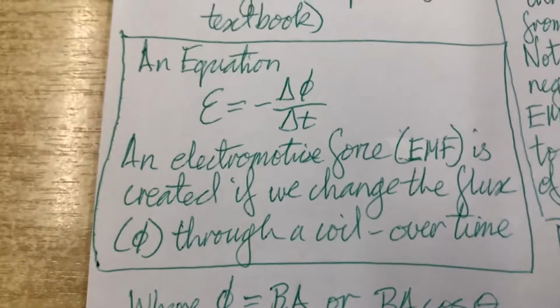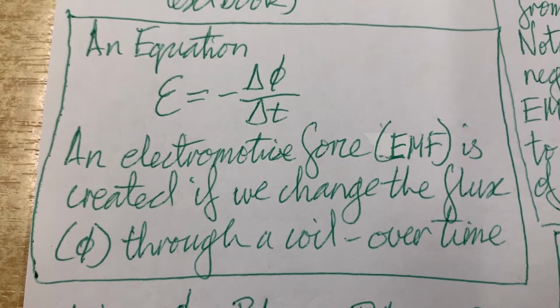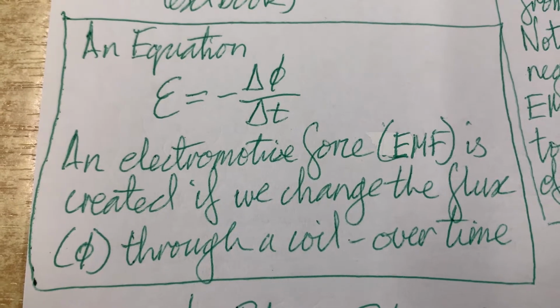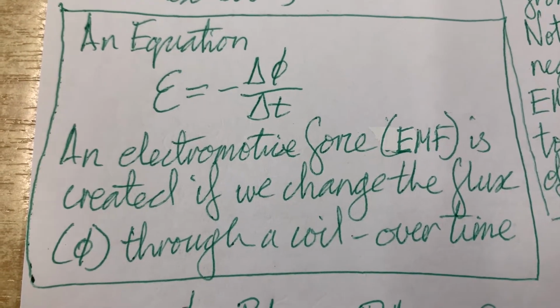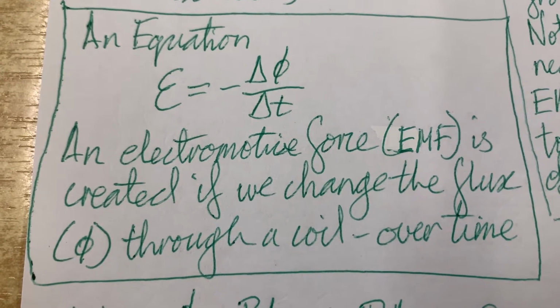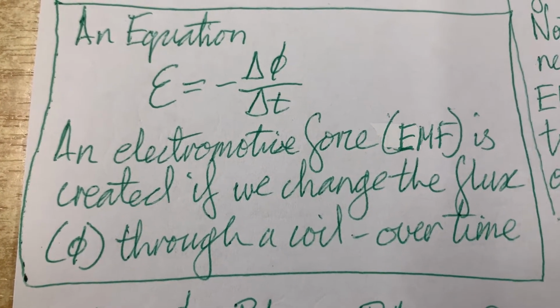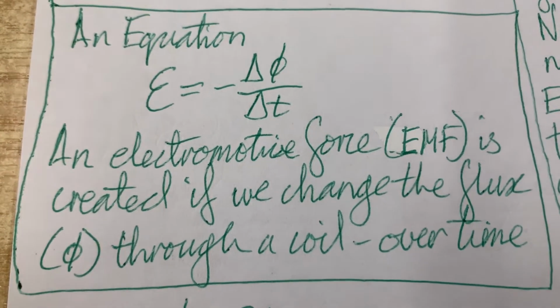There is an equation that is related to this, and you should be familiar with this equation already. E, that funny symbol on the left-hand side, stands for electromotive force. And that equals the negative of the change of flux. So that phi symbol on the top of the fraction there is flux over change in time. And underneath it says that as well.